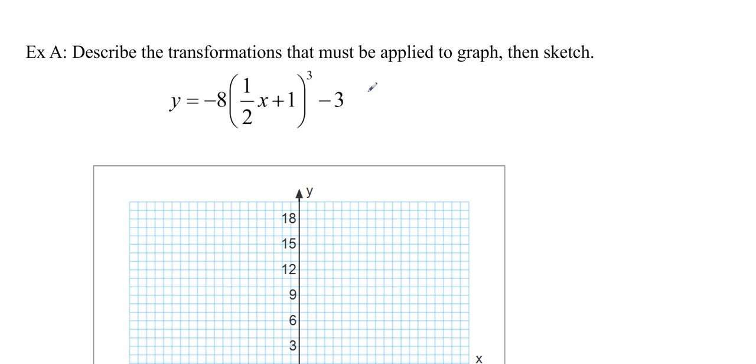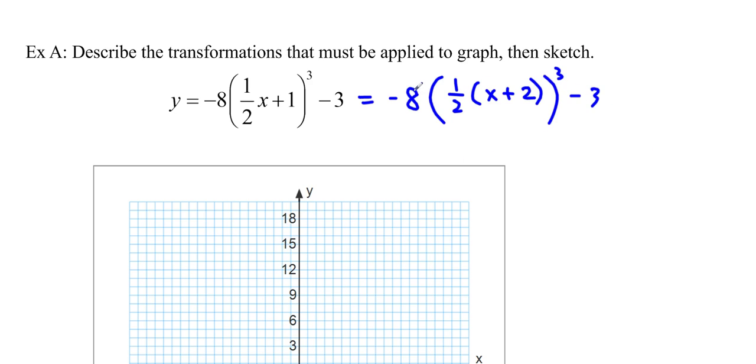So in this case, we're going to get negative 8 times (a half x plus 2) cubed minus 3. Don't forget, when you common factor, you're dividing the second term by the common factor, and so 1 divided by 1/2 is 2. And if you expanded it, you could see that that was true.